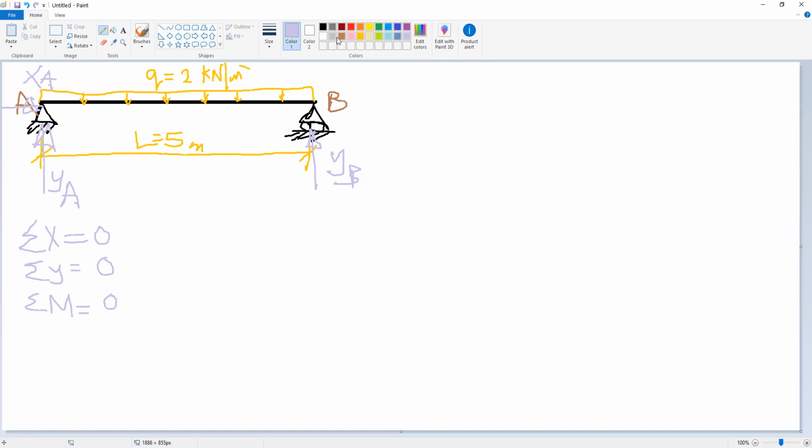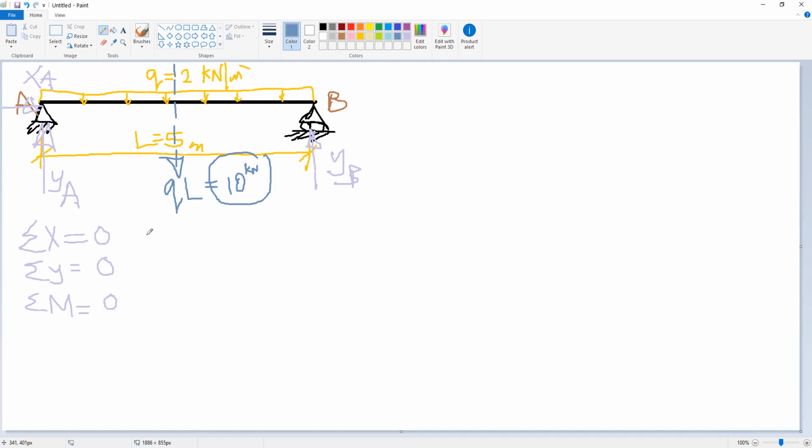The first thing to find the reactions, we need to know what load we have. The load we have is only the uniform load 2, and we cannot deal with the uniform load directly, so we need to concentrate the load. We concentrate the load at the middle because it is a rectangular or uniform load. So this will be the concentrated resultant. How can we find the resultant? The resultant will be the load Q multiplied by the length L. So this will be 10 kilonewton. Okay, so this is the only load we have.